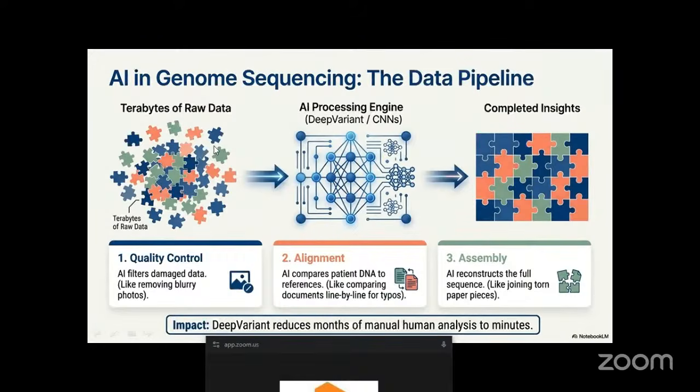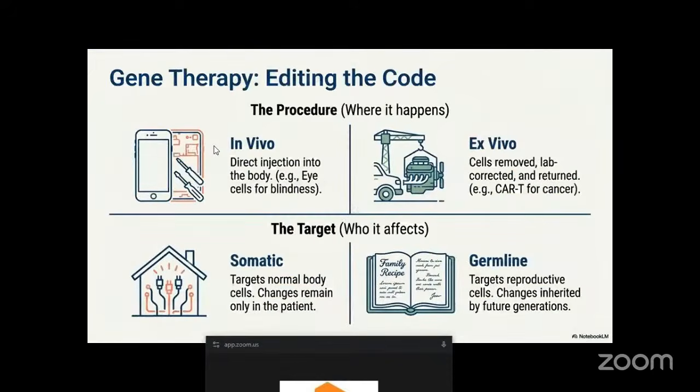So it helps in quality control. After quality control, alignment in the proper direction. After proper alignment, it is giving assembly so that we can track the changes, what the areas of changes are, within a fraction of seconds.